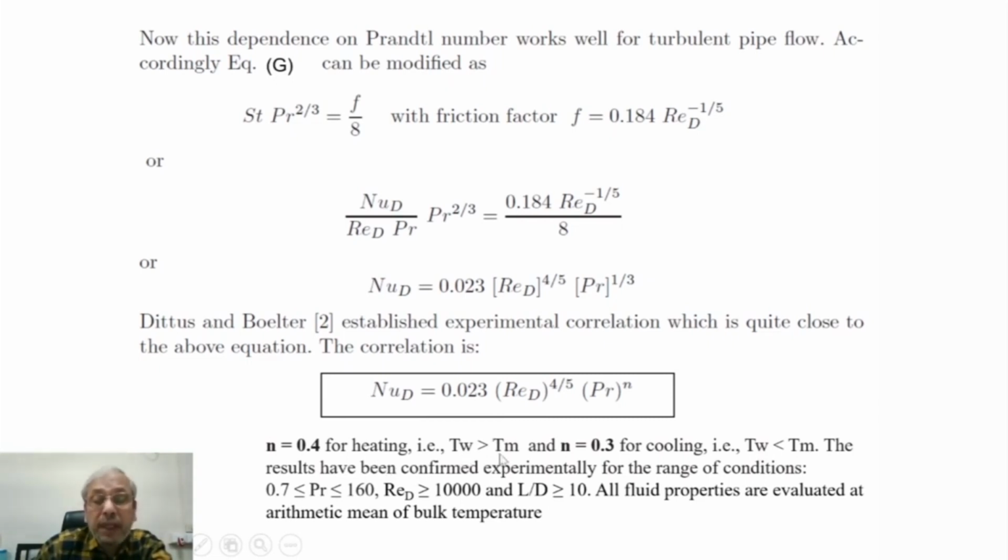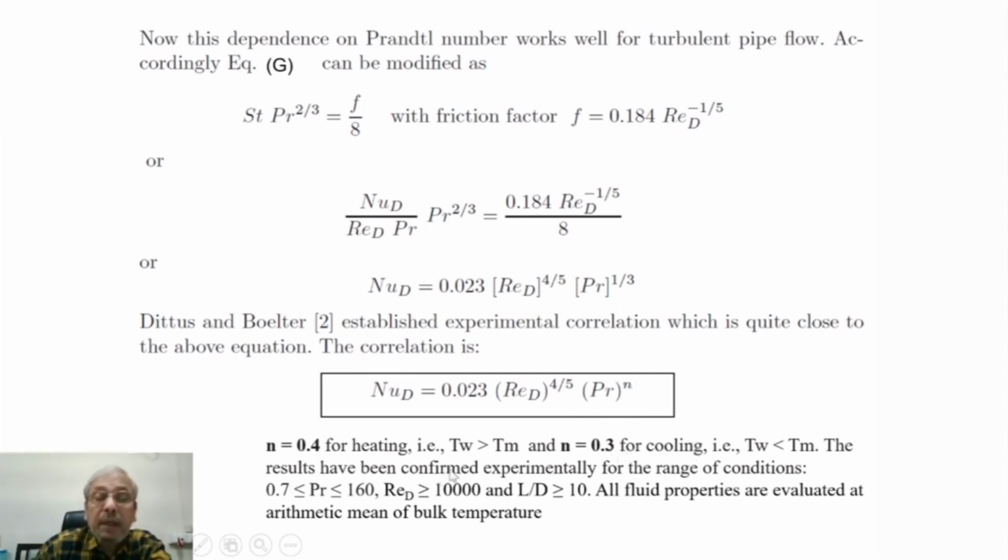Wall temperature is more than the bulk mean temperature. That means energy is coming from wall to fluid. It is a case of heating. If it is heating, n equal to 0.4. And if wall temperature is less than the temperature of the flowing fluid inside the tube, then basically it is a case of cooling. So wall temperature is less than the bulk mean temperature of the fluid that is flowing inside the tube. It is a case of cooling. And then n is 0.3. So n is 0.4 for heating and 0.3 for cooling.